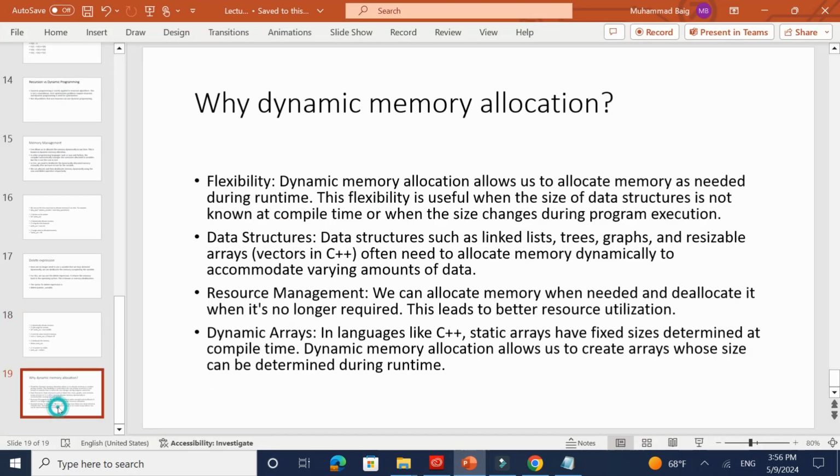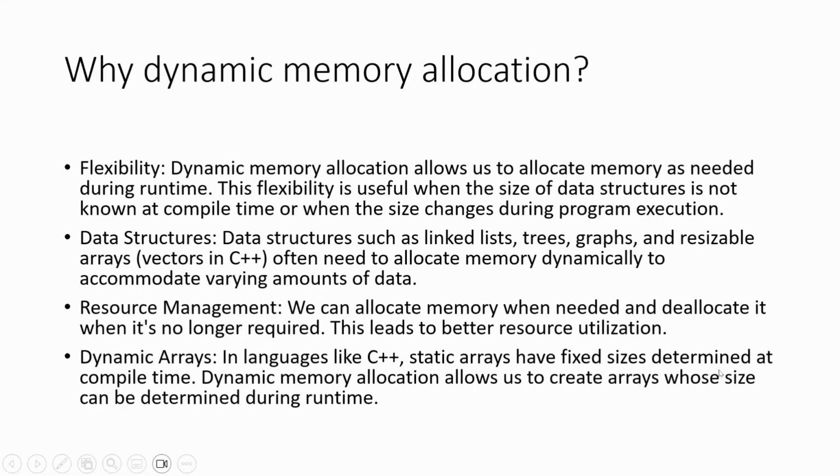One thing that comes to your mind probably is, well, we were doing fine without it. Why start using it now? Well, flexibility. Dynamic memory allocation allows us to allocate memory as and when needed. If you don't need it, you don't allocate it. Simple as that. And then data structures such as linked lists, trees, graphs, vectors, they often need to allocate memory.